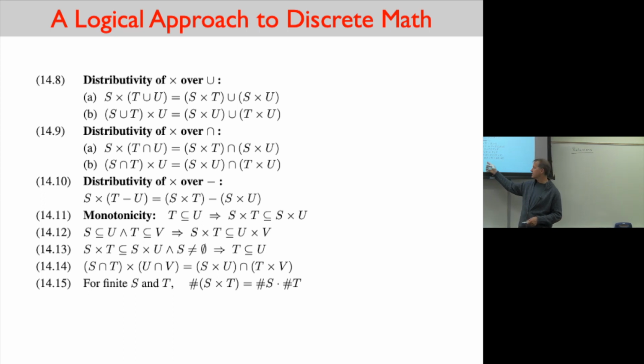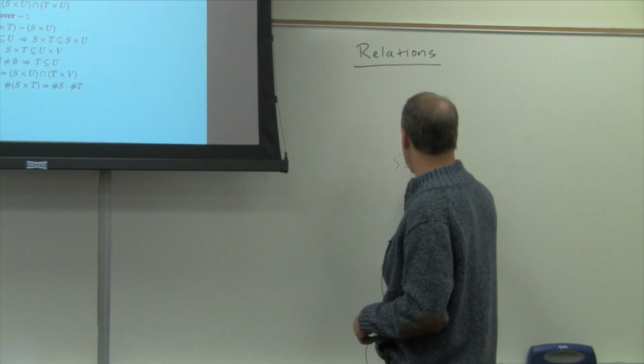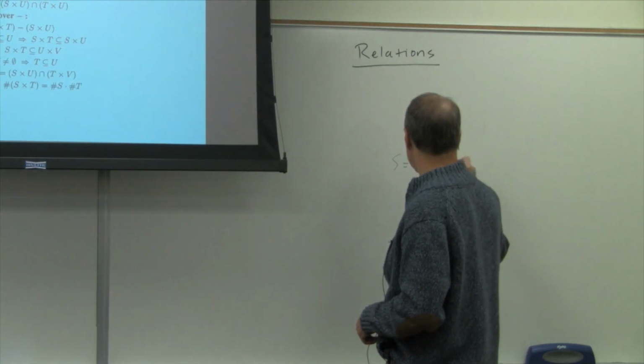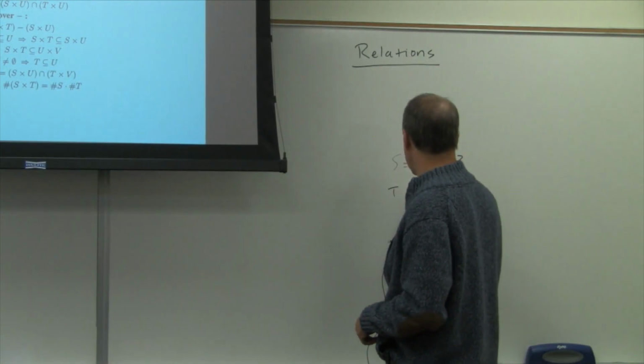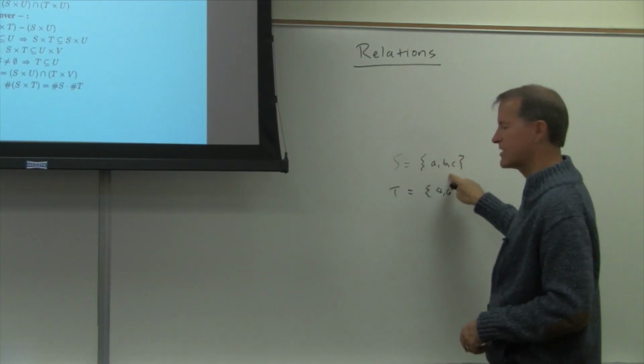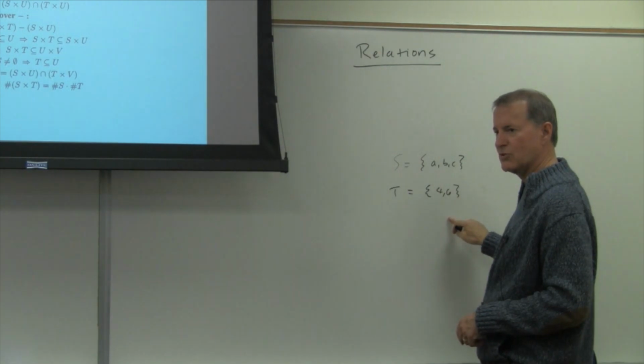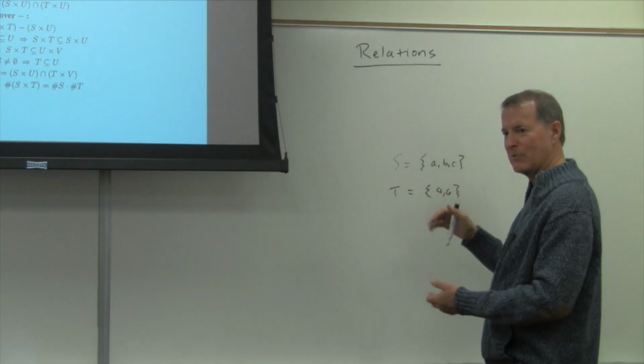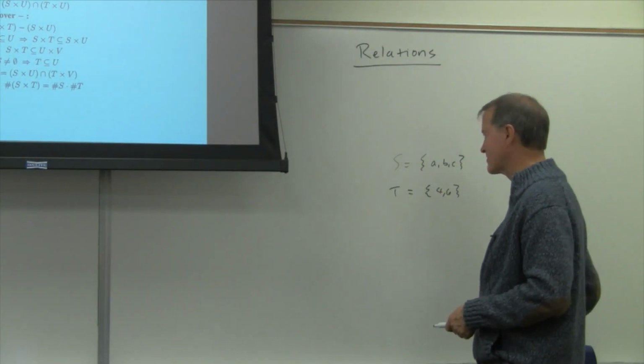Oh, and here, how about this? For a finite S and T, do you remember what this pound sign was? The number of elements in. So what is the number of elements in S cross T? Remember we had that example where S is A, B, C and T was 4, 6. The number of elements in S was 3, the number of elements in T is 2, and when we wrote it out, it's 3 times 2 is 6. Right?